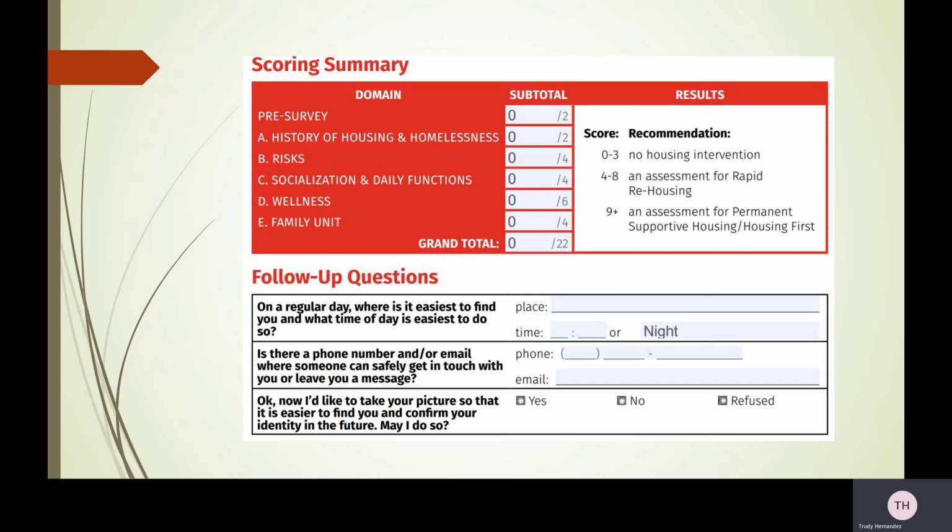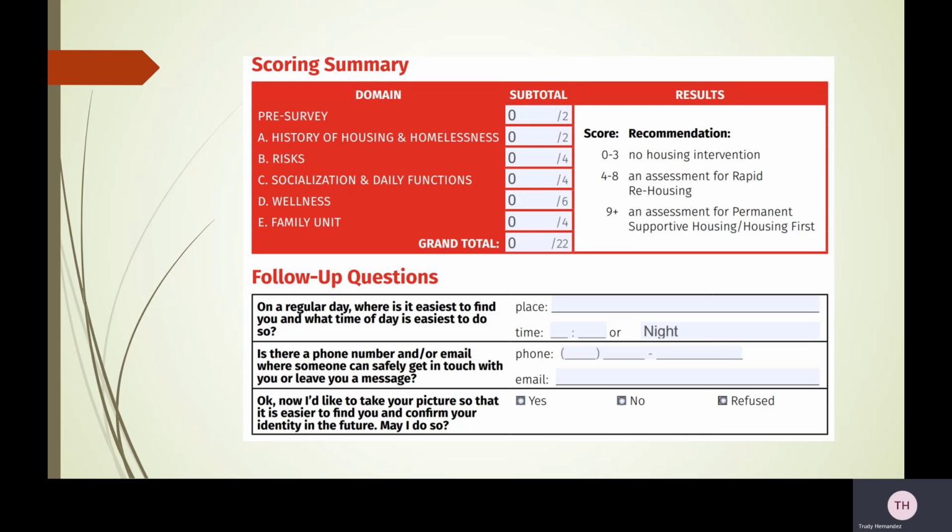And that is the end of the family VI-SPDAT. And this is the scoring summary for that one. So we saw in the individual VI-SPDAT, they could score up to 17. For families, it's up to 22. It's the same result recommendation. So 0 to 3, we're looking at no housing intervention, 4 to 8, an assessment for rapid, and 9 and up for PSH.